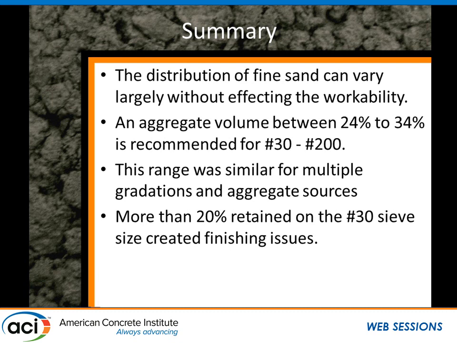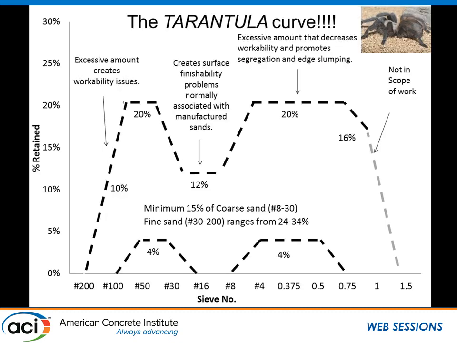An aggregate volume between 24 and 34% is recommended for the number 30 and number 200. The range is similar for multiple gradations and aggregate sources, and more than 20% retained on the number 30 created finishing issues. And this all builds up to this tarantula curve that Peter talked about. There's more than 400 concrete mixtures that have gone into this. Okay? Lots of different sources. And I've been talking about the sands down here today.